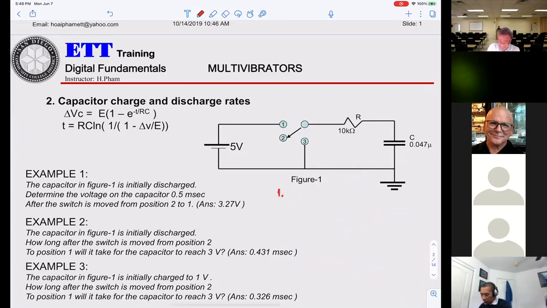You already know T equals 0.5 millisecond. Okay, so now RC, you already know R is 10 kilo ohm, C is 0.047 microfarad. The only thing you need to know is E. Do you know what E equals? What does E equal?